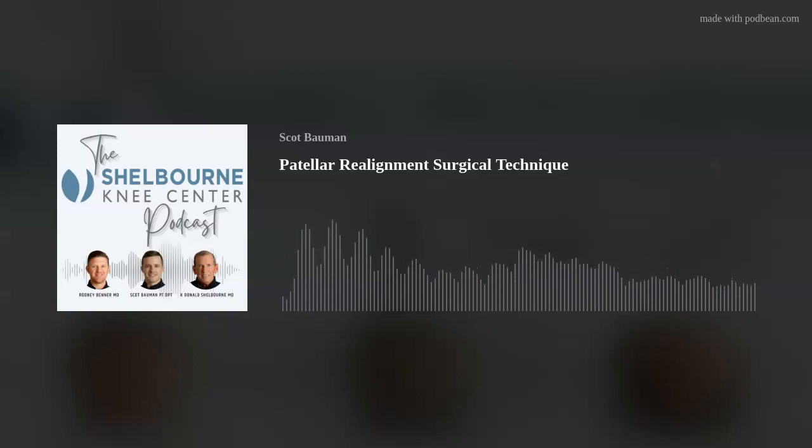Now, we talked about these 3 surgeries really in isolation, but in reality, these can be done together. Somebody may have to have their tubercle medialized and distalized, so you do a Trillat with a distalization.